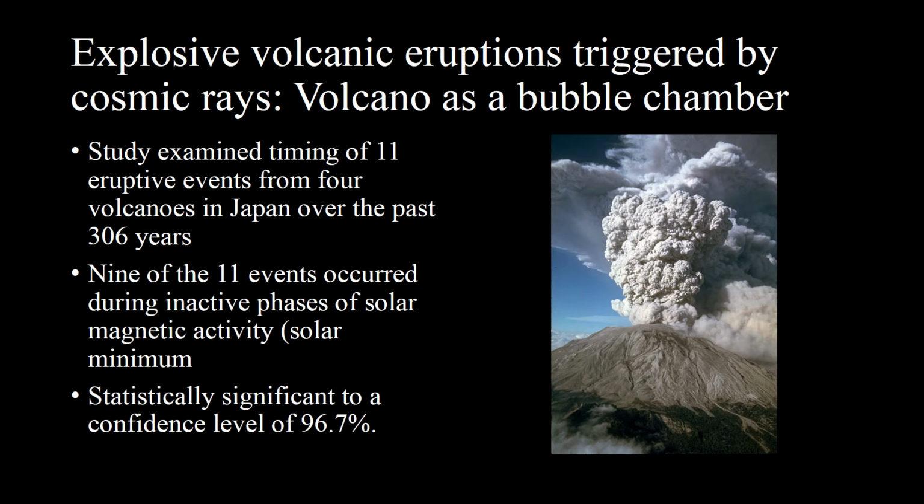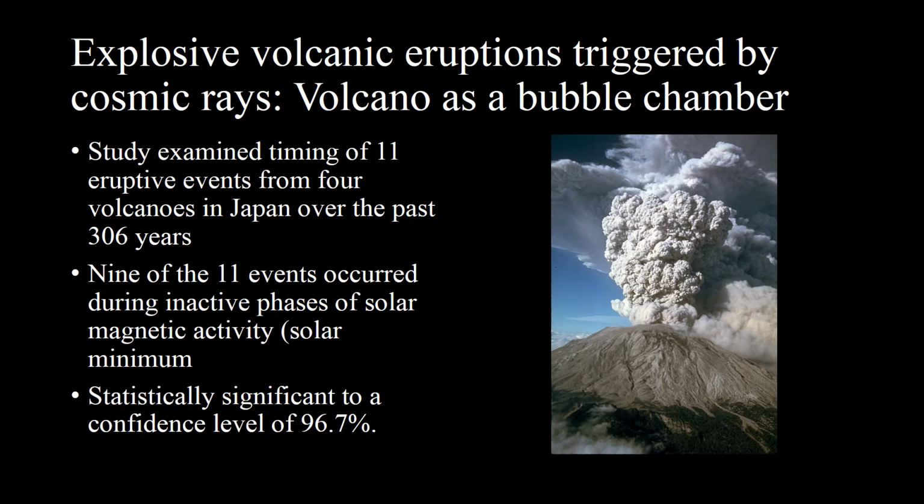We talked about how during a grand solar minimum there can be an effect on volcanism. This was a study showing that during solar minima, there is a statistically significant increase in explosive volcanic events. These cosmic rays are extremely powerful and certainly can cascade through our atmosphere, but they also deeply penetrate into the Earth and interact in complex ways with silica-rich magma.